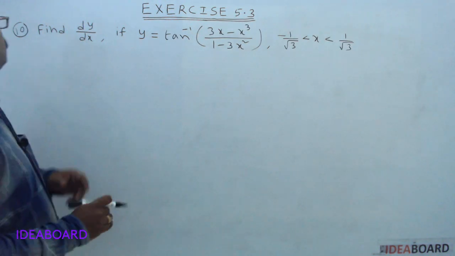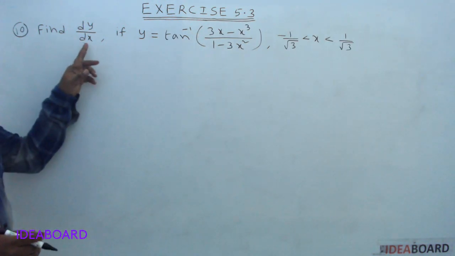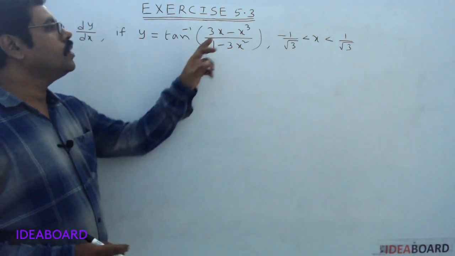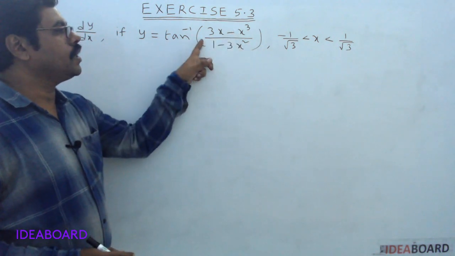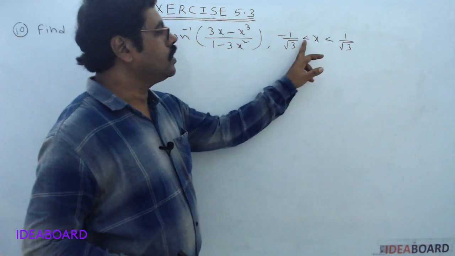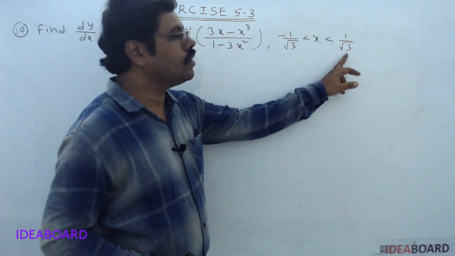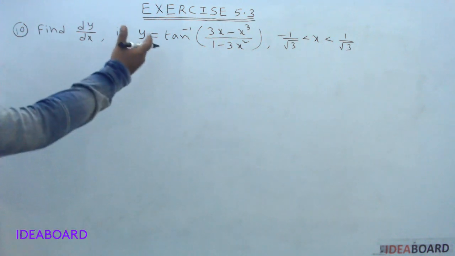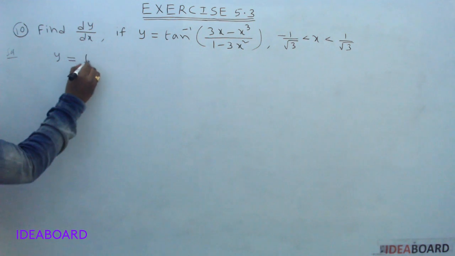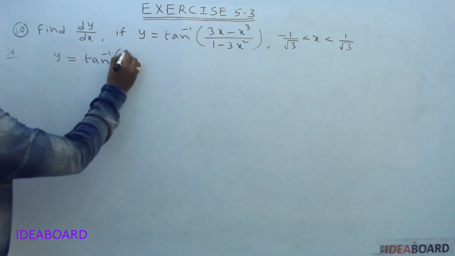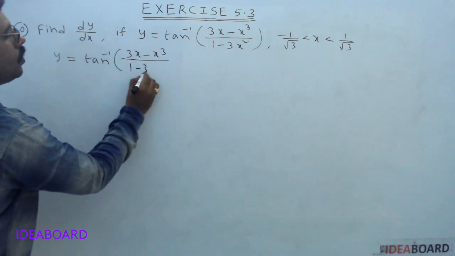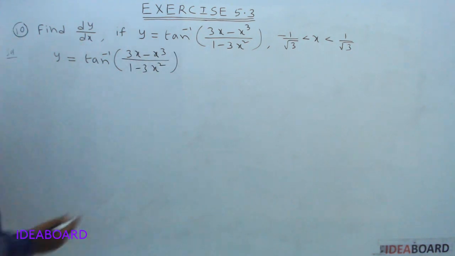Now come to the next problem. Question number 10. Find dy by dx if y equals tan inverse of 3x minus x cube divided by 1 minus 3x square, minus 1 by root 3 less than x less than 1 by root 3. Now first write down the given equation. y equals tan inverse of 3x minus x cube divided by 1 minus 3x square.